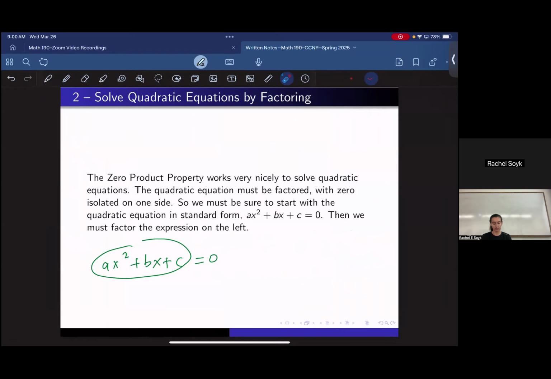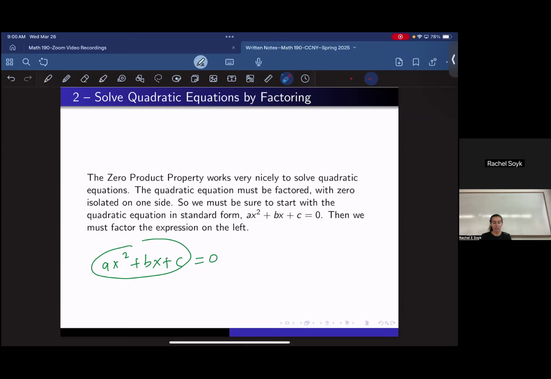The zero product property works very nicely to solve quadratic equations. The quadratic equation must be factored with zero isolated on one side. So we must be sure to start with the quadratic equation in the standard form ax^2 + bx + c = 0. Then we must factor the expression on the left.